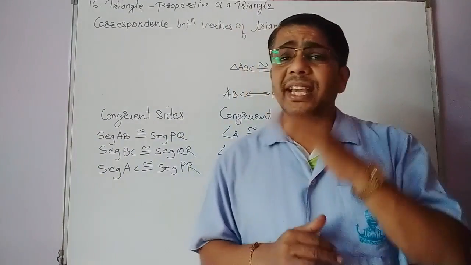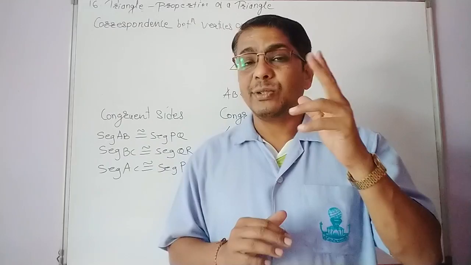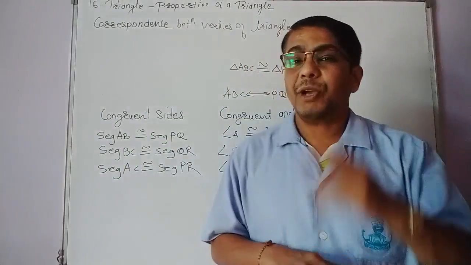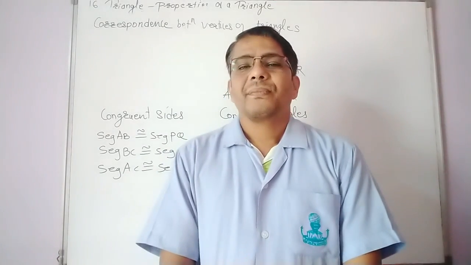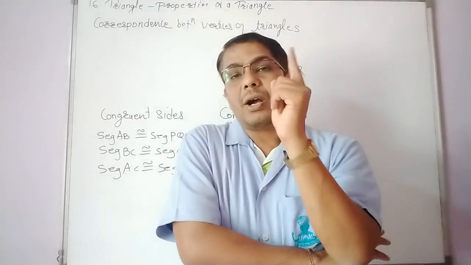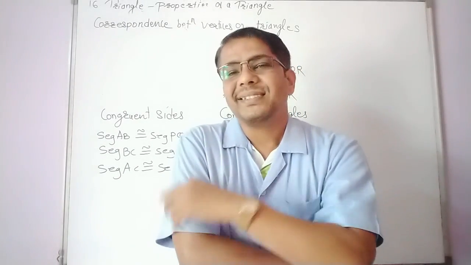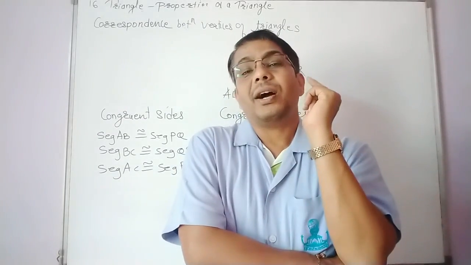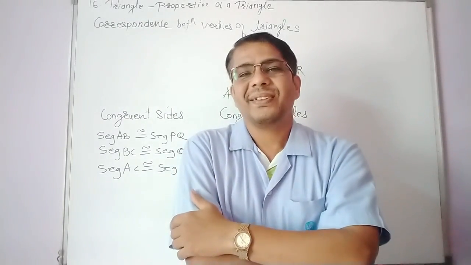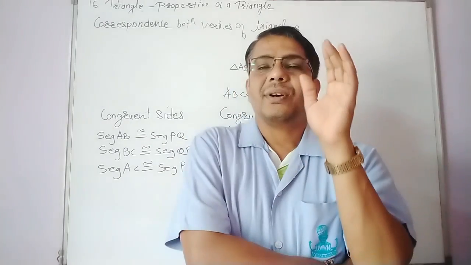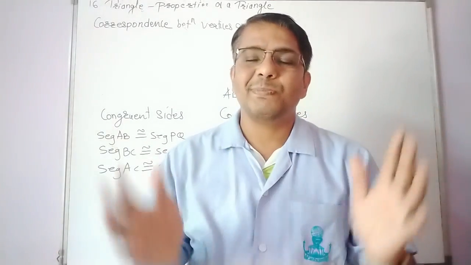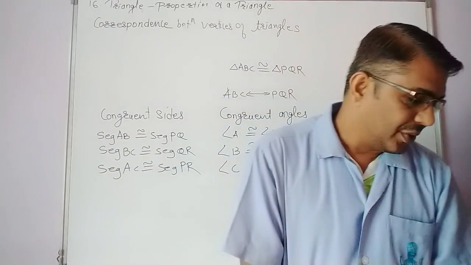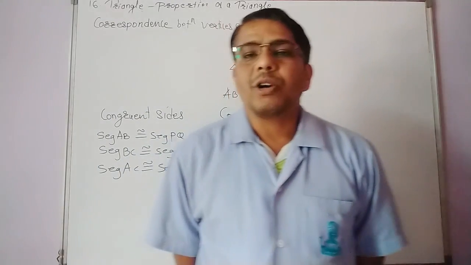Now let us check the correspondence. For a given correspondence, what types of triangles are congruent? If there are two scalene triangles, they are congruent only for one correspondence. If you have two isosceles triangles, and they are congruent for one correspondence, then they will be congruent for one more correspondence. And equilateral triangles are always congruent for all the 6 possible correspondences.